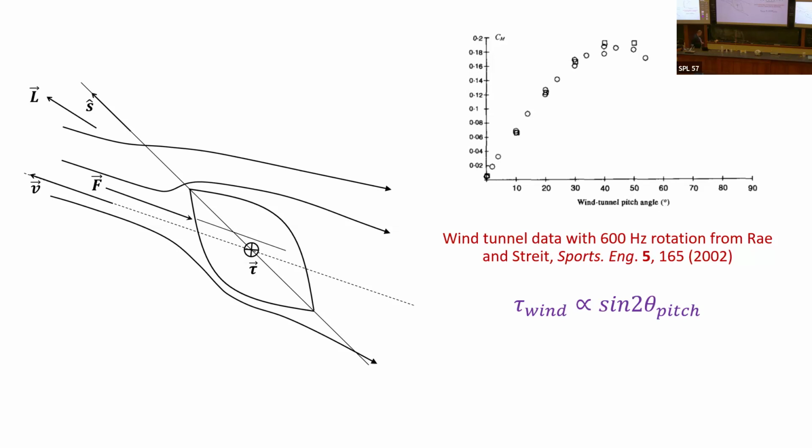And it turns out Bill Ray did some very nice experiments with a spinning football at 600 RPM, which is about what a tight spiral is, that plot this torque as a function of its pitch angle. And that turns out, as you would expect, to be proportional to sine 2 theta, to good accuracy. When theta is 0, the torque has to be 0 by symmetry. When the angle is 90 degrees, the torque has to be 0 by symmetry. So you get a sine 2 theta effect.